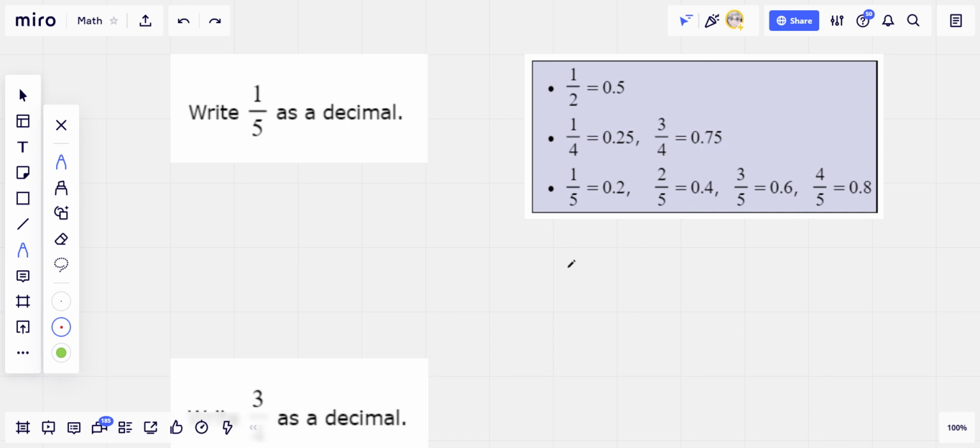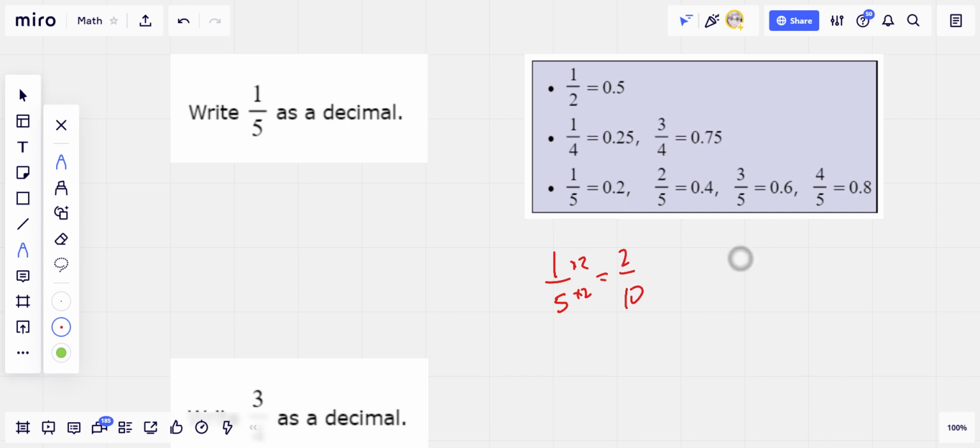And one way to think about this is in tenths, right? This decimal place right here, right after the decimal point, is the tenths place. And 1/5, if we multiply the top and the bottom by 2, we'll get tenths. It's 2 tenths. And that's what 0.2 says. It's a 2 in the tenths place, so this is 2 tenths.